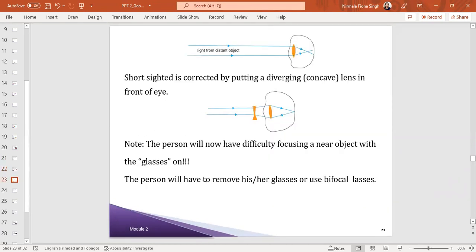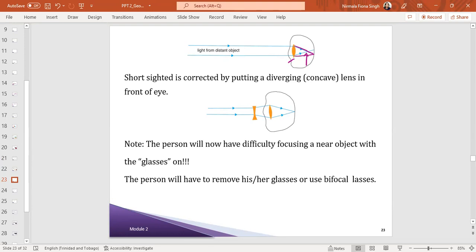All right, so let's just see what happens. Basically what happens, because the lens cannot get thick enough, that means the lens is still a bit too strong, so it causes the light rays to converge in front of the retina. You need those light rays to converge directly on the retina for you to see a clear image.